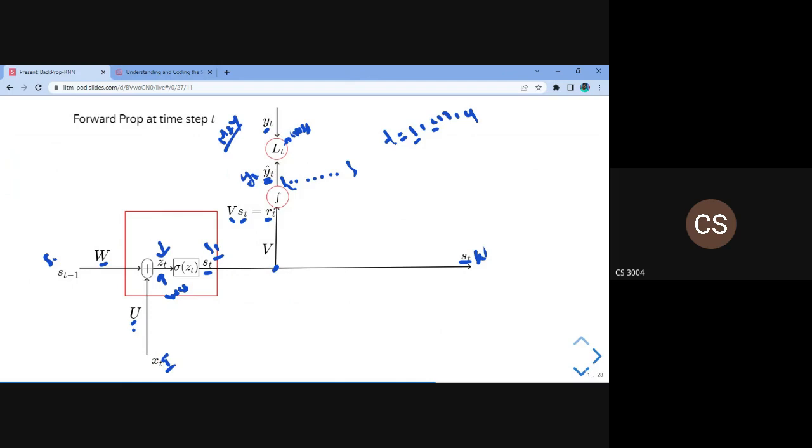In the next time step, my word is am instead of I. Then st is going to be s1, and the same matrices are shared across time steps. W remains the same, U remains the same, V remains the same. Then the prediction might differ, with the proper translation. So is this clear now? Yes. Okay.